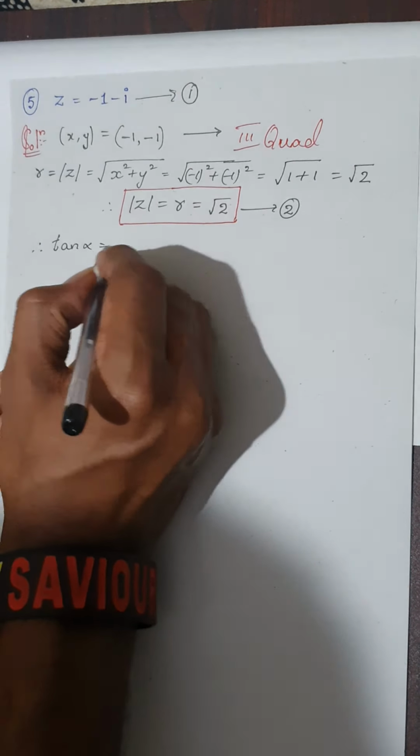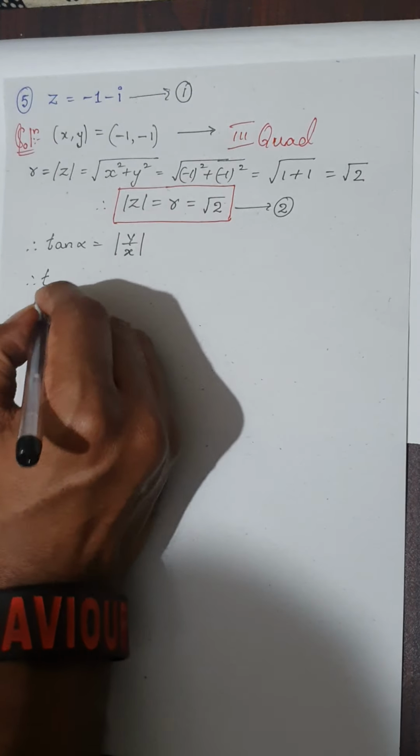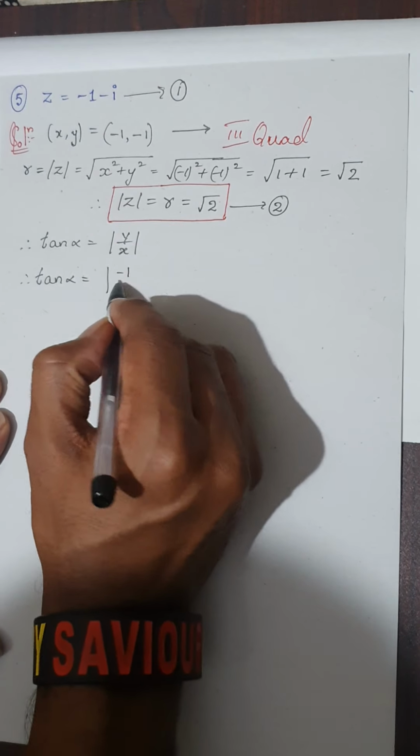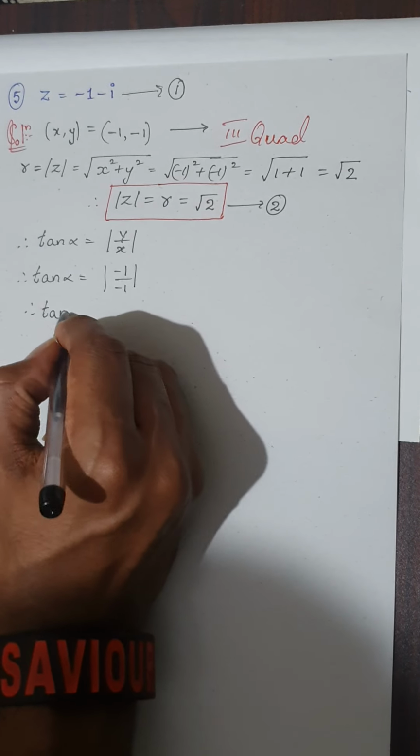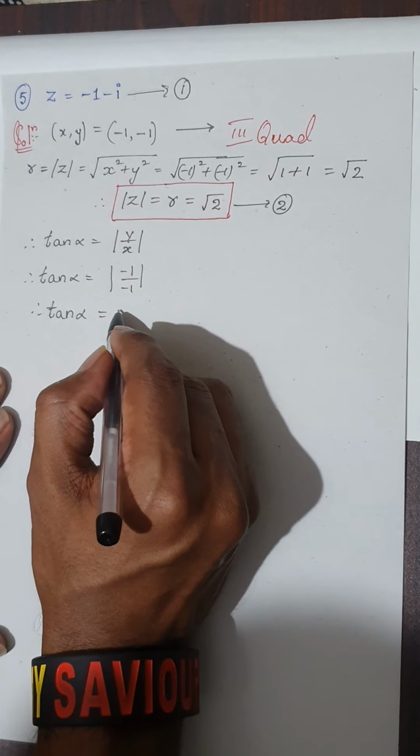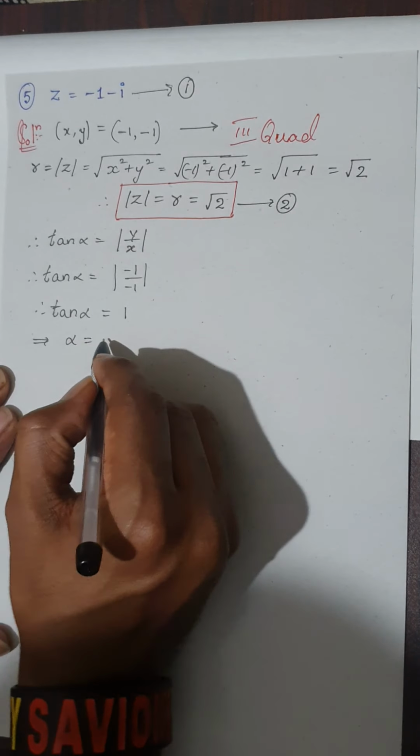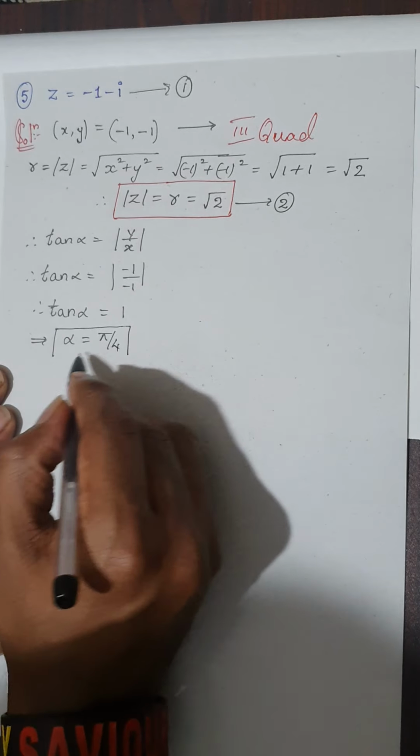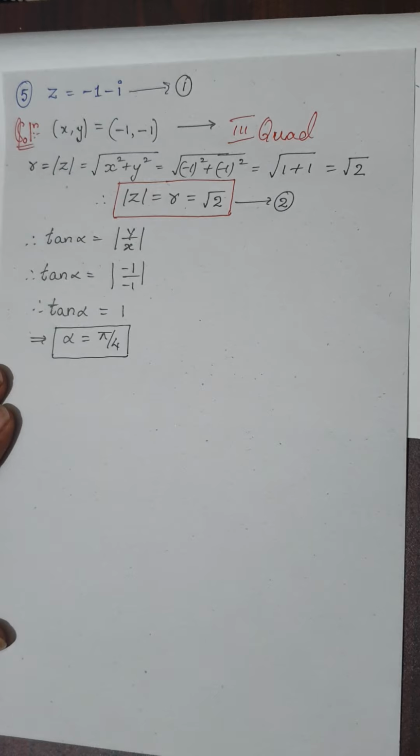Therefore tan alpha is equal to modulus of y by x. That will give me tan alpha is equal to modulus of, y value is negative 1, x value is also negative 1. Therefore, again see, it will just follow the same procedure. Tan alpha will be minus 1 by minus 1, which is actually 1. Modulus of 1 is also 1. So this will give me the alpha value is nothing but tan what value is 1? We know tan 45 is 1. Hope you don't make any mistake here. Therefore, the alpha value is nothing but pi by 4.